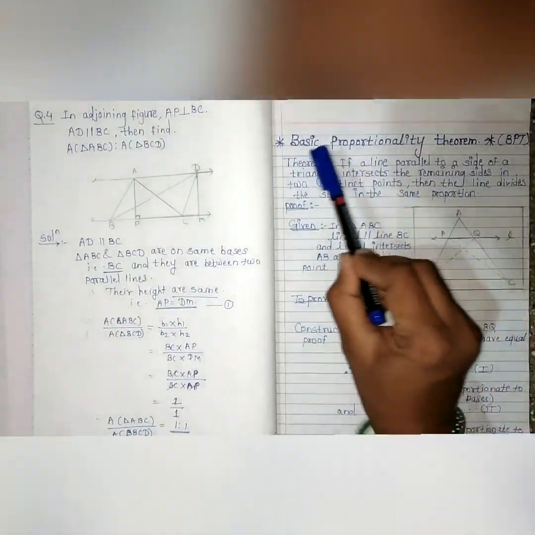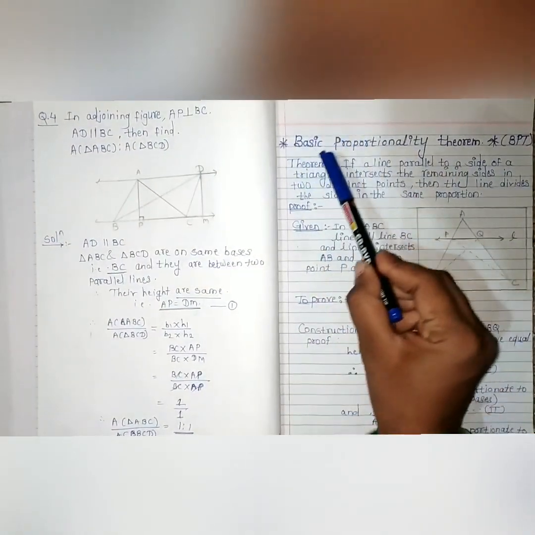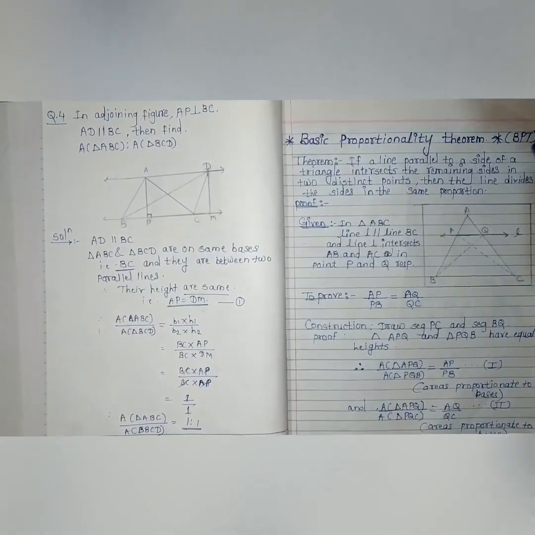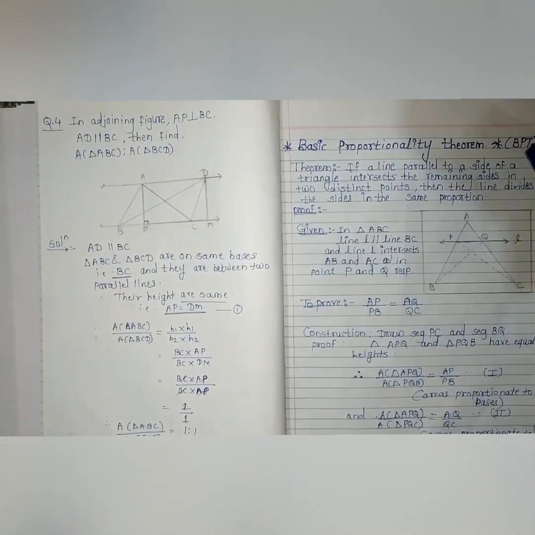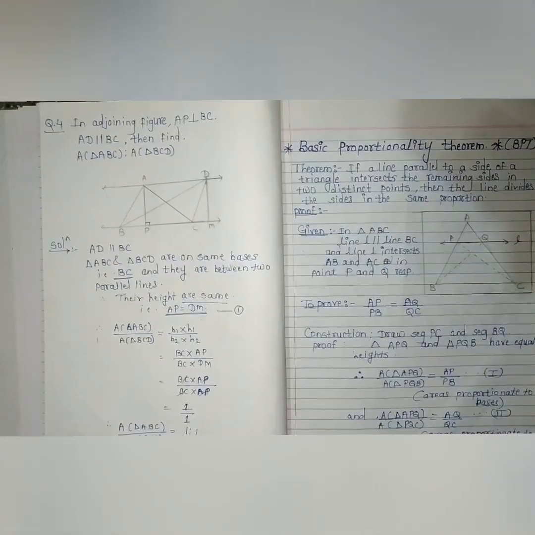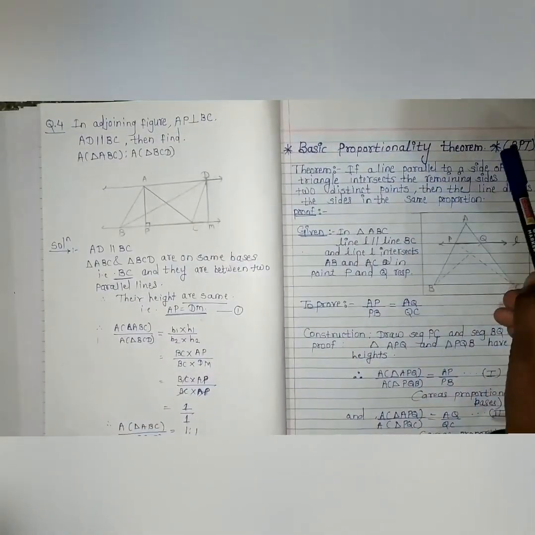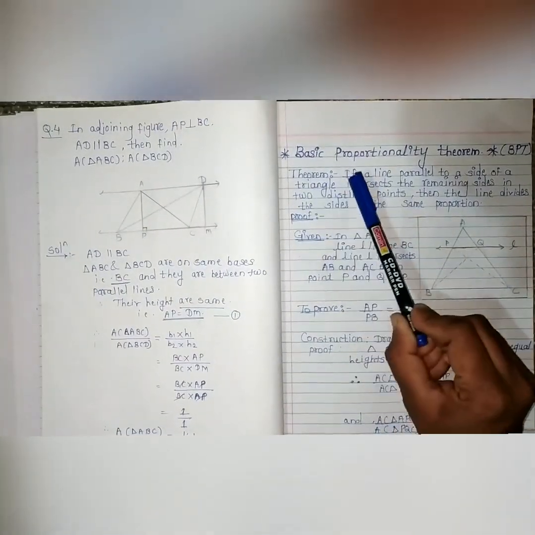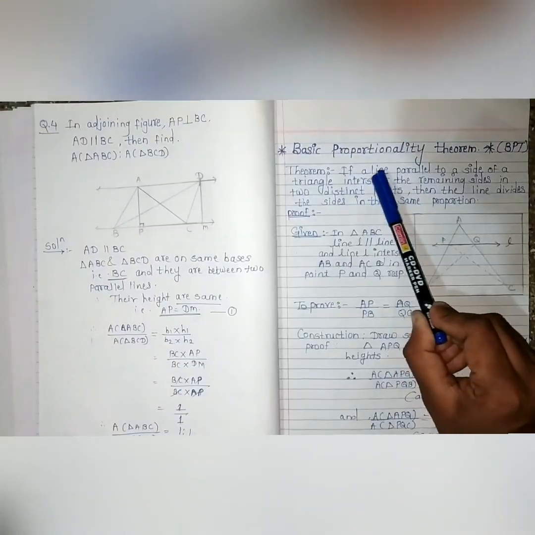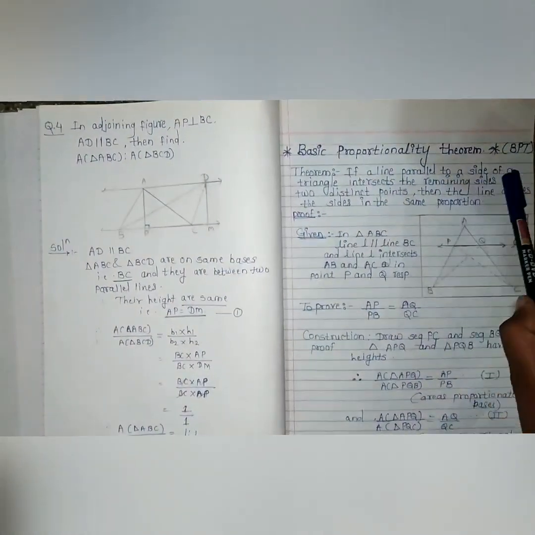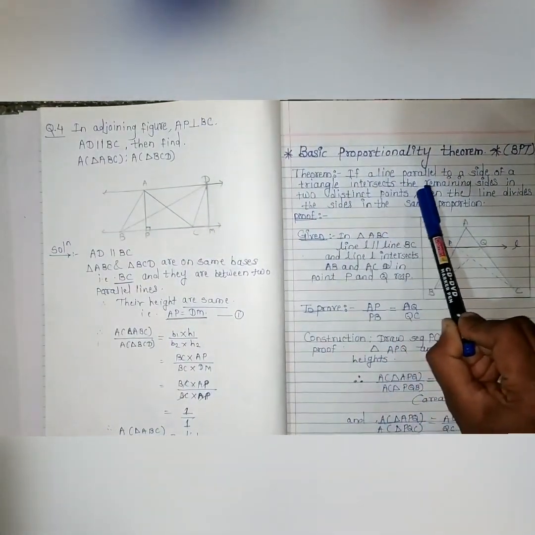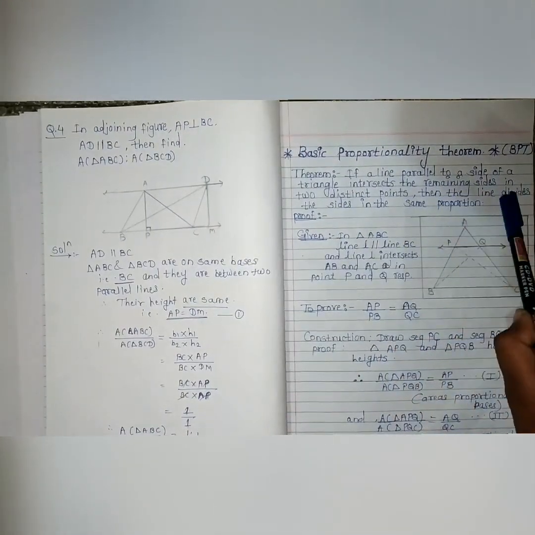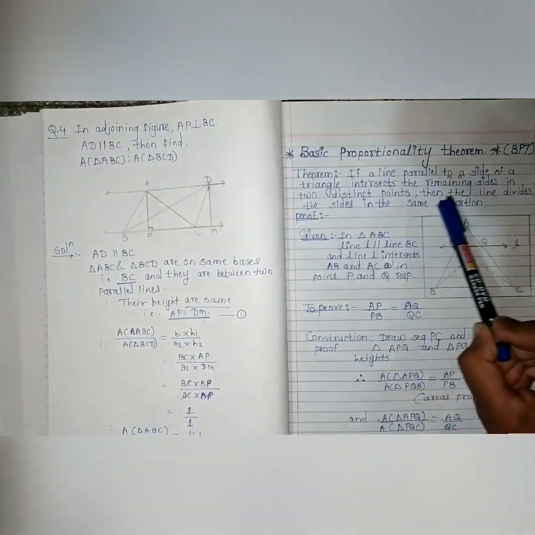Now, theorem first. What is the theorem? Basic proportionality theorem. In short, it is called BPT or Thales theorem. Your textbook does not mention the Thales theorem, but the basic proportionality theorem is also called the Thales theorem. The theorem statement is: if a line parallel to a side of a triangle intersects the remaining sides in two distinct points, then the line divides the sides in the same proportion.